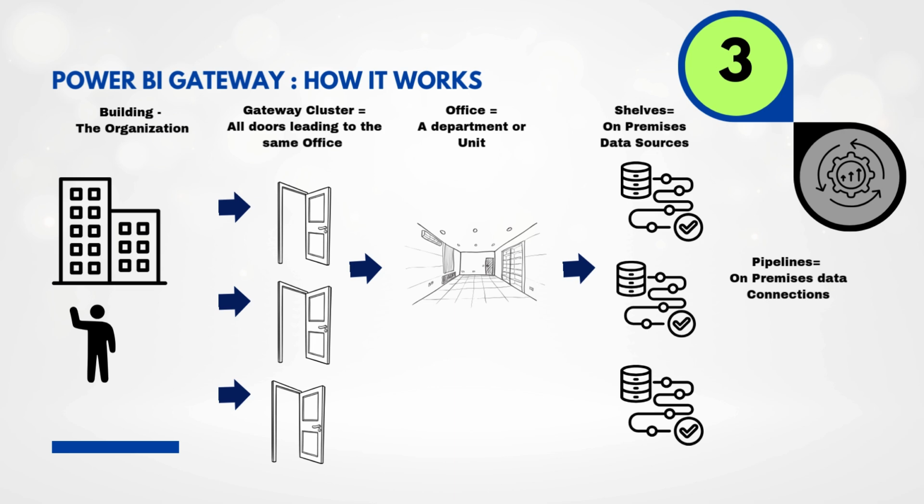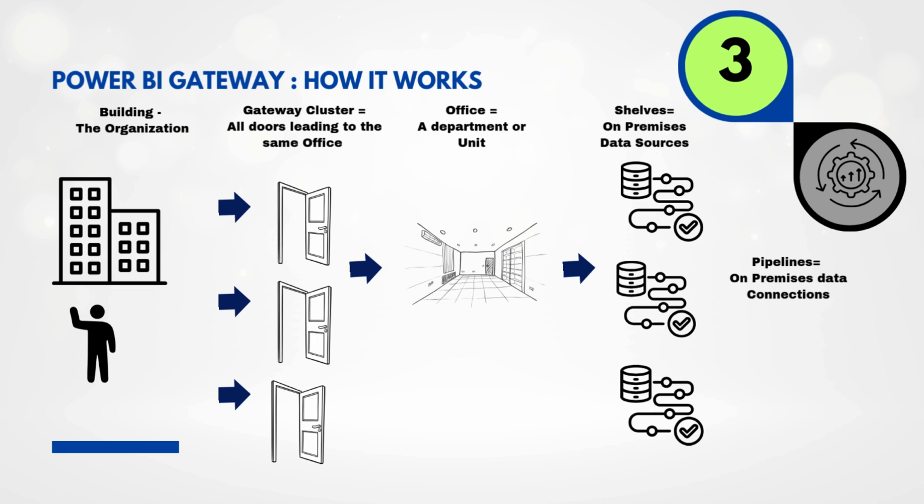Once you step inside the office, you will find shelves. This represents your on-premises data sources. One shelf might hold a SQL Server database, another an ERP system, another a shared folder full of Excel files. Each shelf contains a different type of data your organization depends on.